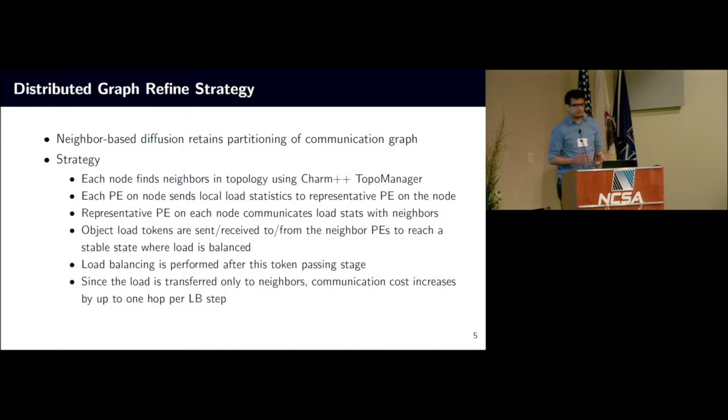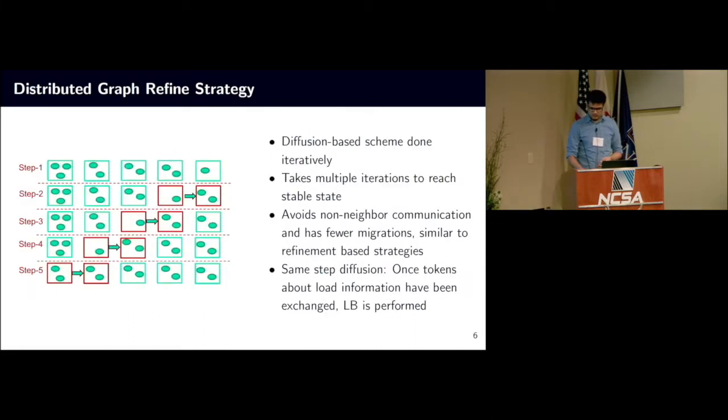And since the load is transferred only to neighbors, the communication cost increases by up to a single hop per LB step. Since we communicate to neighbors, they communicate to their neighbors, and so on. So here we have a graphical diagram of what this actually does. Here you can see from steps 1 through 5, we slowly move work over from neighbor to neighbor until we get a balanced state here in step 5.